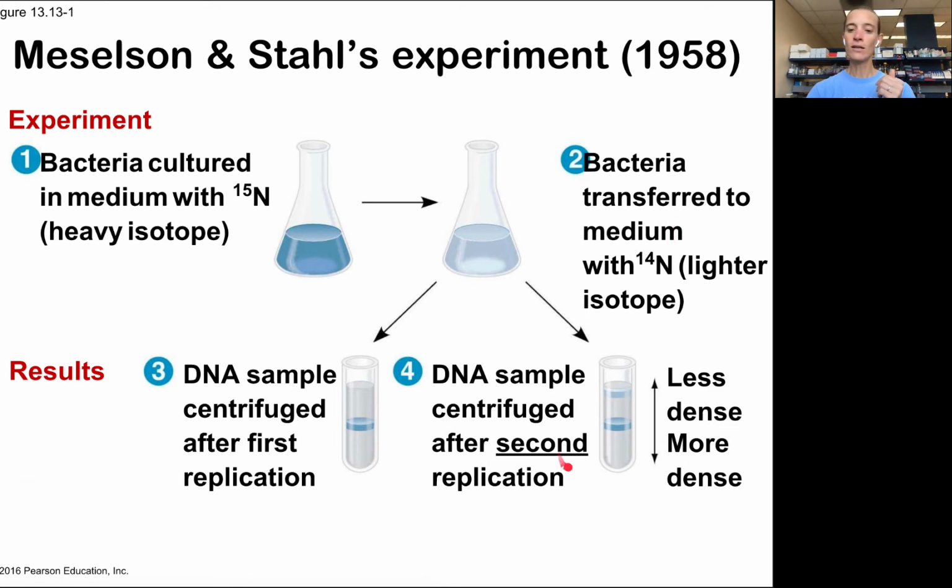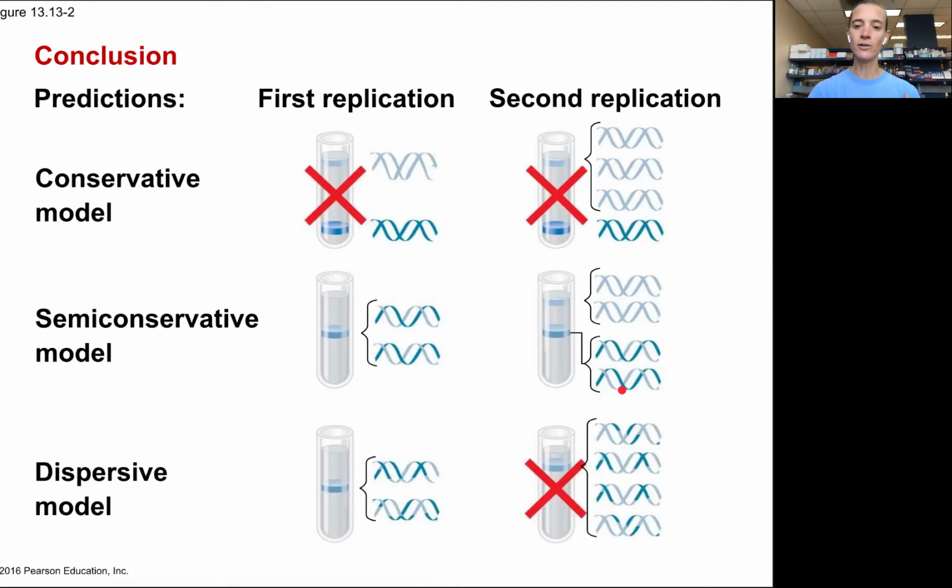After the second replication, what they end up with is the usual or original middle band here, which is exactly the same one as they had over there. And then they also end up with another lighter band, so less dense. And so what does this suggest relating to our models here?